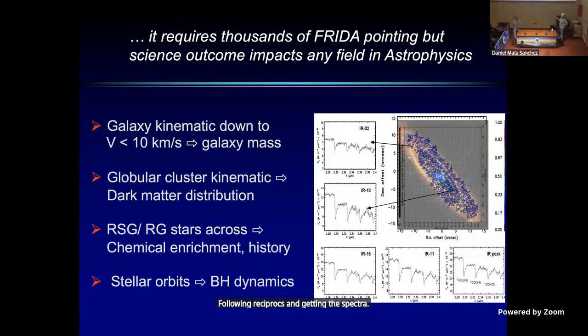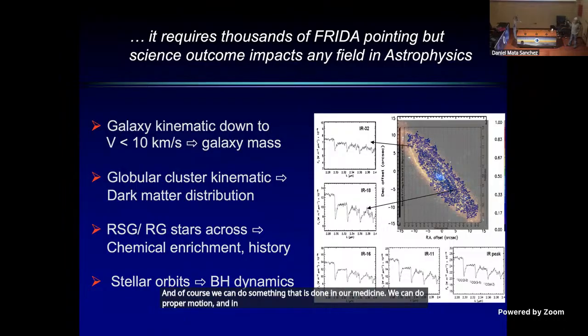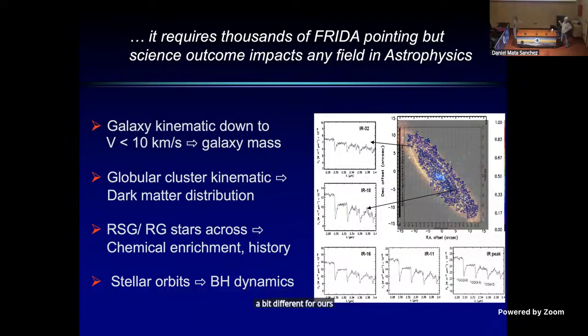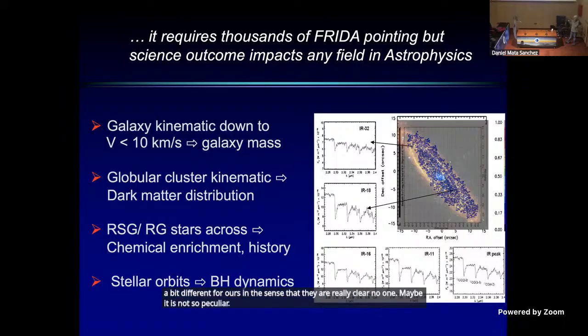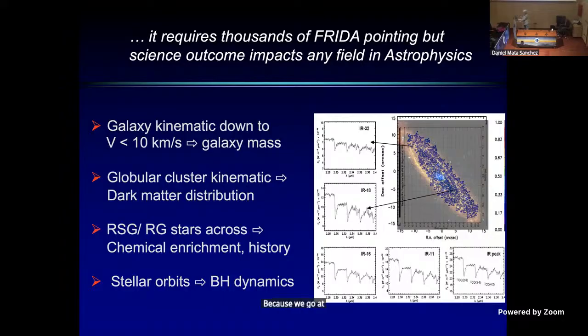And of course, we can do something like it's done in our galaxy. We can do proper motions, orbit stars, and in particular, we can do it around the black hole. It's interesting to note that the center of Andromeda is a bit different from ours. In the center, there are 3 nuclei. Maybe it's not so peculiar. We see 3 nuclei because it's very close. Maybe many other galaxies have several nuclei. Well, okay, we can do proper motions for stars in Andromeda because we go at these scales.